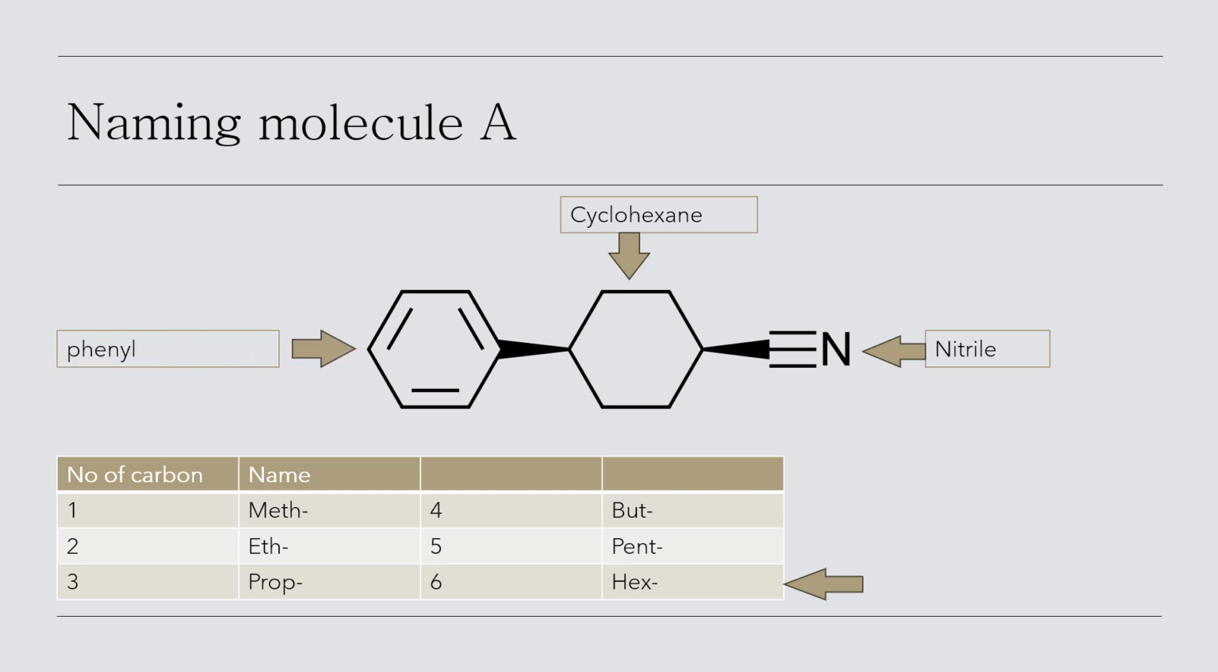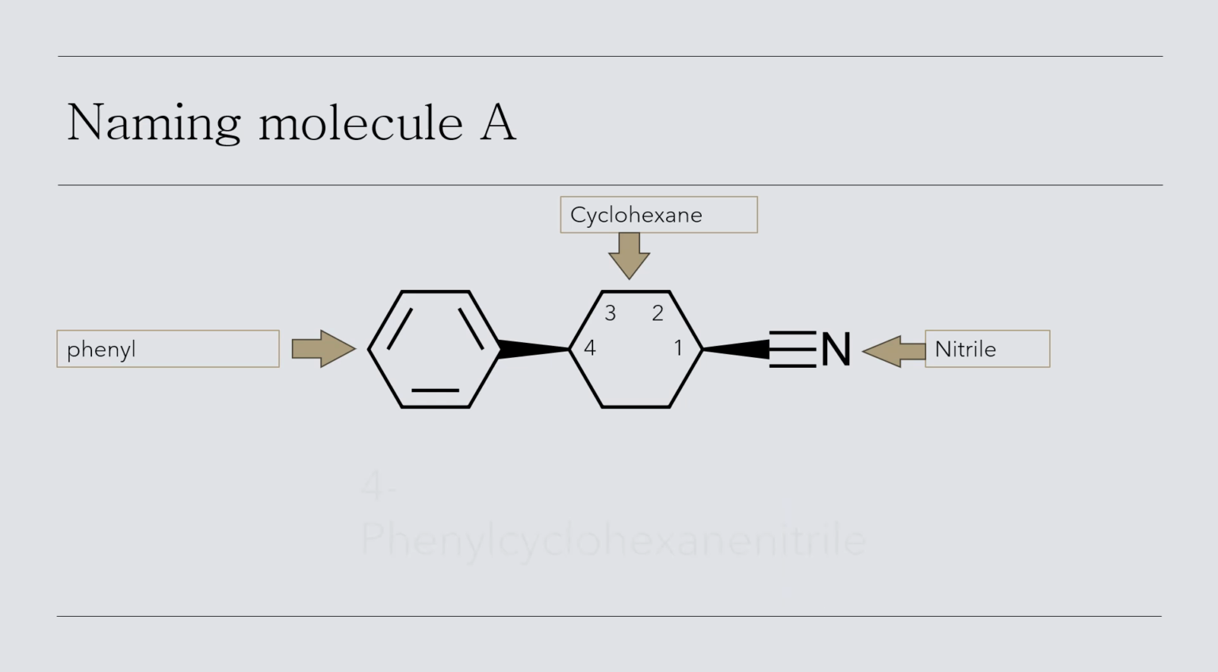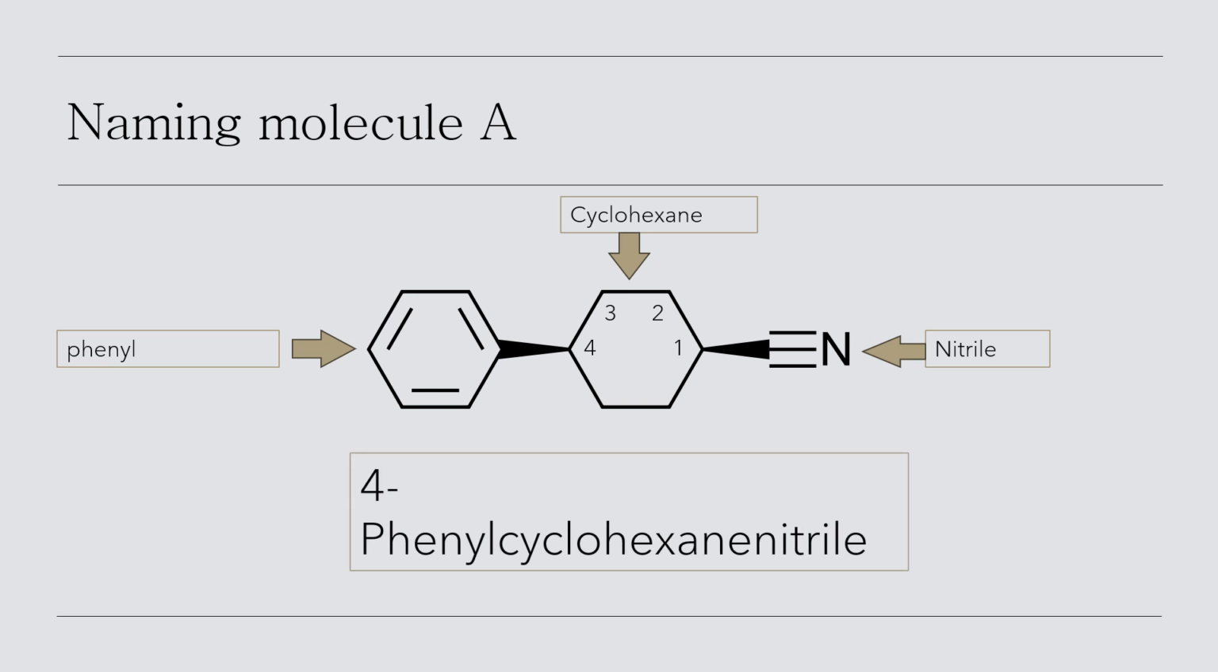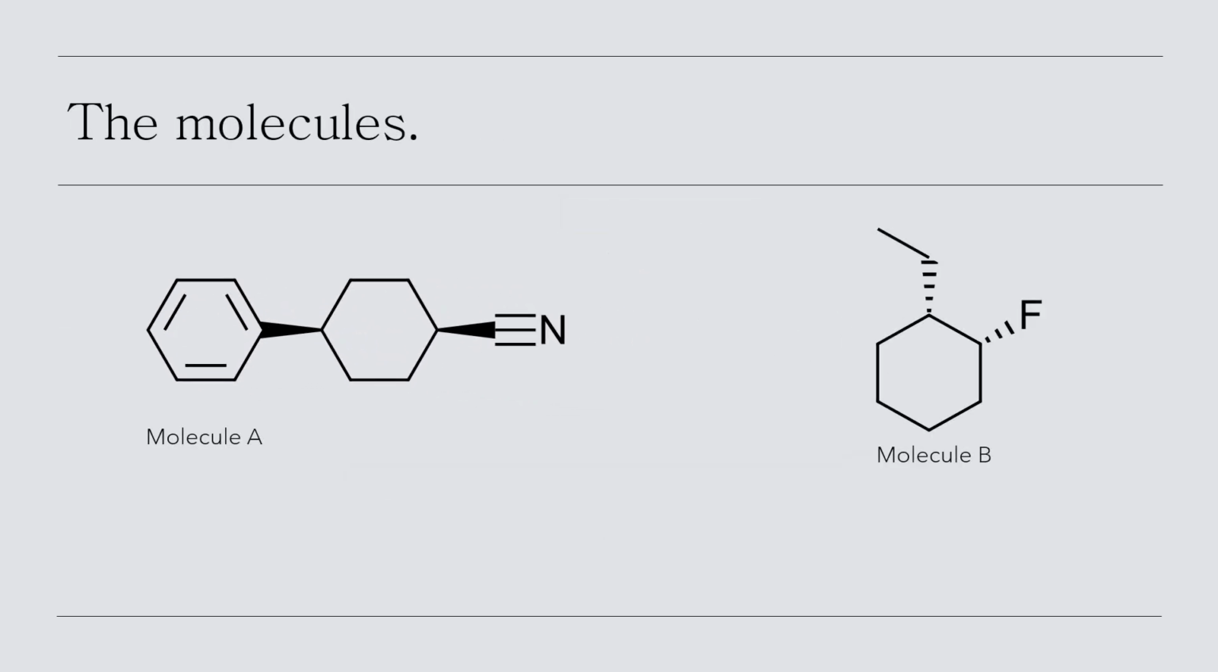As the nitrile takes naming priority, we will label the carbon starting here. So 1, 2, 3, 4. This makes it a 4-phenyl cyclohexane nitrile. Right then, now we're done with A, let's move on to B.